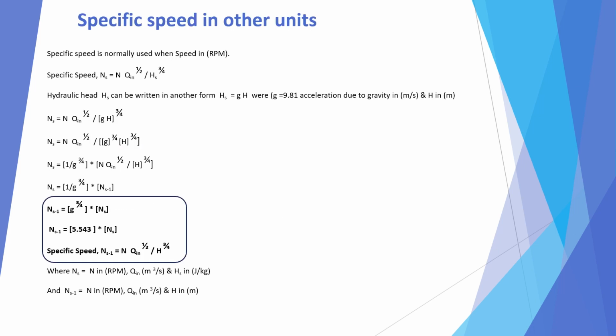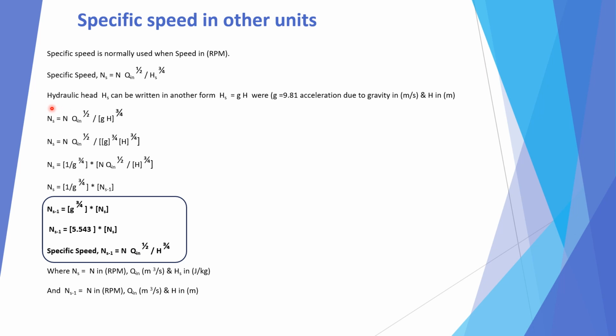Now we have another relationship we can derive, a specific speed in another unit. The specific speed Ns is equal to N into Q to the power half upon Hs to the power 3 by 4, where N is speed in revolutions per minute, rpm.